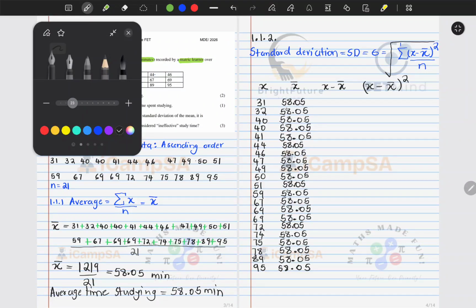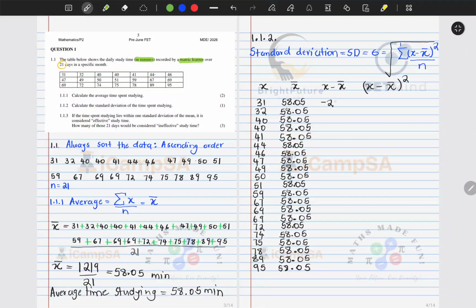We have 31 minus 58.05. And what you will observe is that you end up getting negative 27.05, okay? Then you go to the next one, which is 32. You'll see that you'll get negative 26.05. You go to the next one where you're doing 40 minus that 58.05, and you end up getting negative 18.05. The next one, we still have a 40, so that becomes negative 18.05, and we carry on.